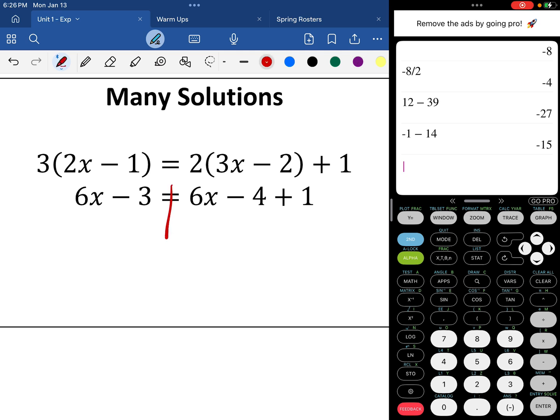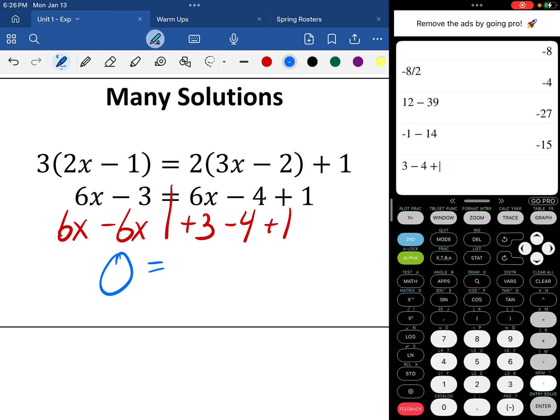Do our split. 6x comes down. Negative 3 becomes a positive 3. The other 6x, it becomes a negative 6x. The negative 4 comes down, and the positive 1, they come down because they are on the correct side. If we have 6x minus 6x, that's 0. And then if we have 3 minus 4 plus 1, that is also 0.